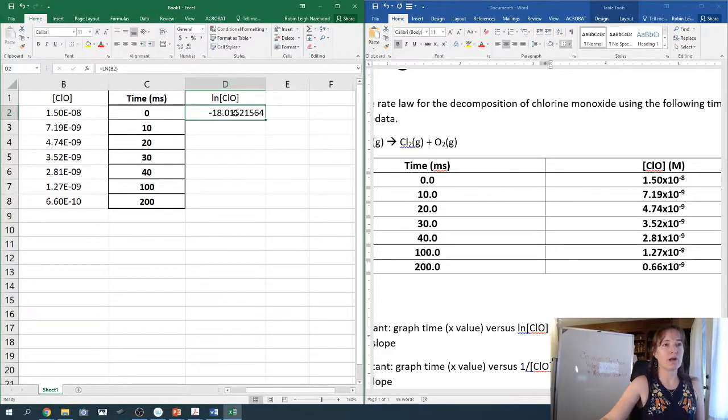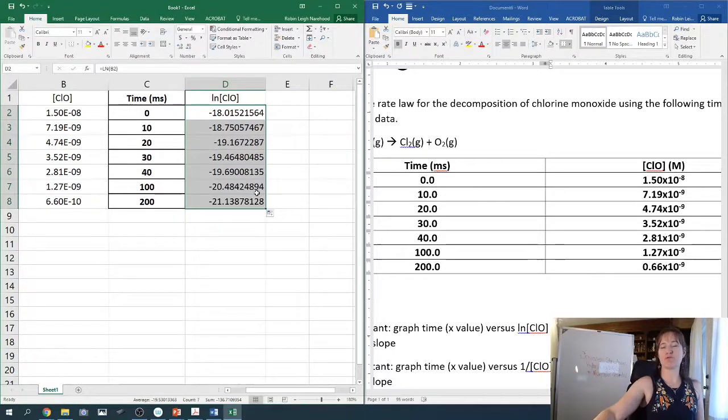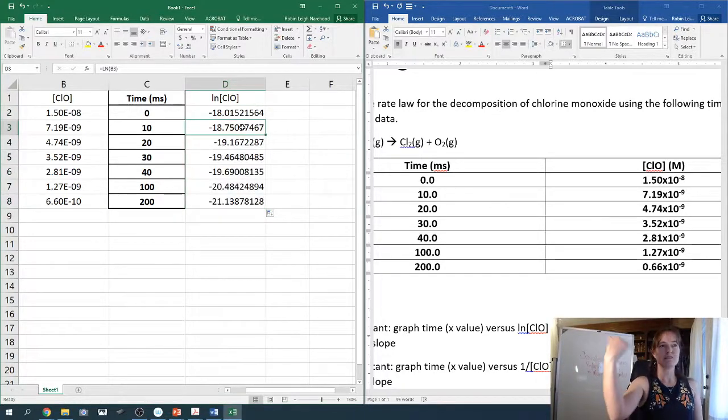And so if I want to do this one, all I have to do is go and grab the corner of the cell above it and drag it down, and it translates the formula one cell down. And so it rewrites the formula, but it makes the formula be for the data point that came from B3, and this one came from B4, and this one came from B5. So these are the natural log values.